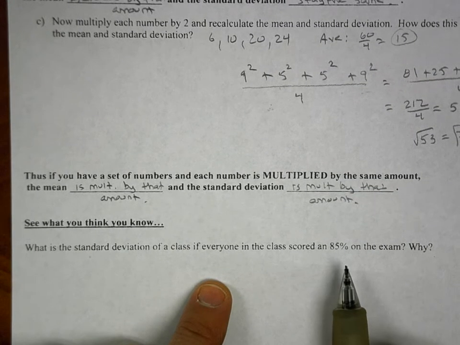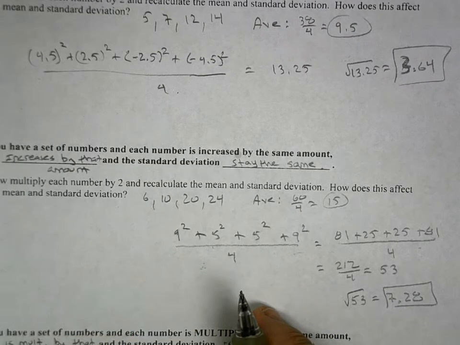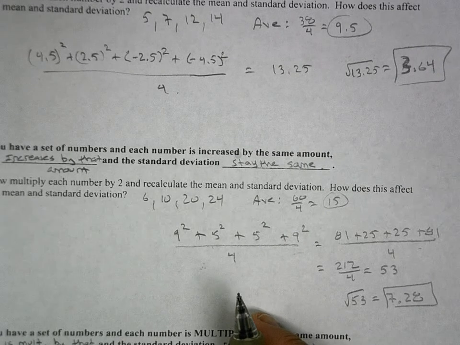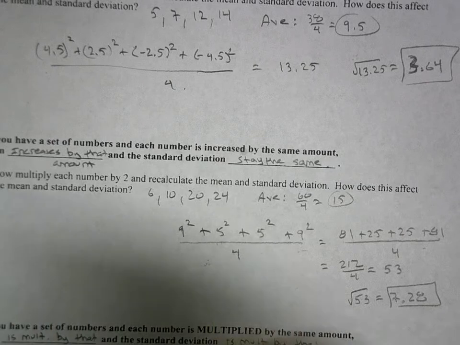What would the average be if everyone scored an 85? 85. And then if we figure out standard deviation, what do we do with that average? Subtract it from each person's score. What's 85 minus 85? 0. Squared is 0. So you average all those zeros, you get 0. Square root that 0, you get 0. So the spread is nothing. That's why standard deviation is 0.